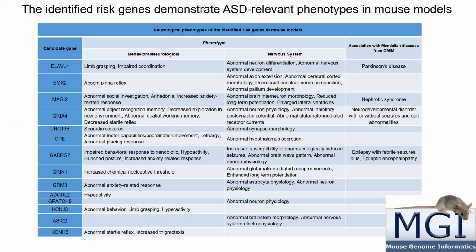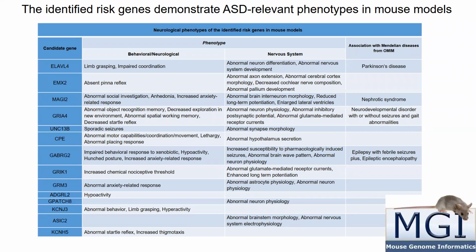Later, we focused on these candidate risk genes, as I mentioned earlier. We checked whether there are any loss-of-function mutations in any of these genes that can lead to any autistic phenotypes in mice. For doing this, we leveraged the Mouse Genome Informatics database, and we observed hyperactivity and hypoactivity, as well as impaired motor capabilities, as a relatively consistent behavioral pattern among these knockout mice, while abnormal neuron physiology was shared predominantly as a common phenotype in the nervous system.